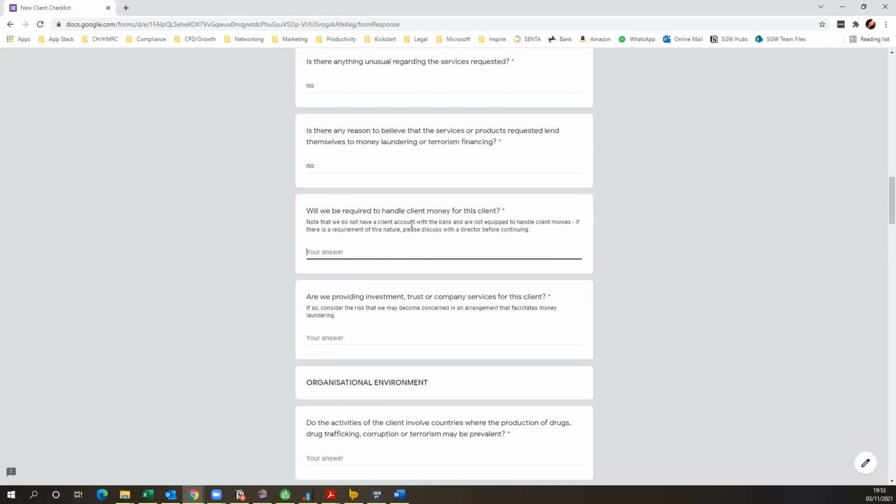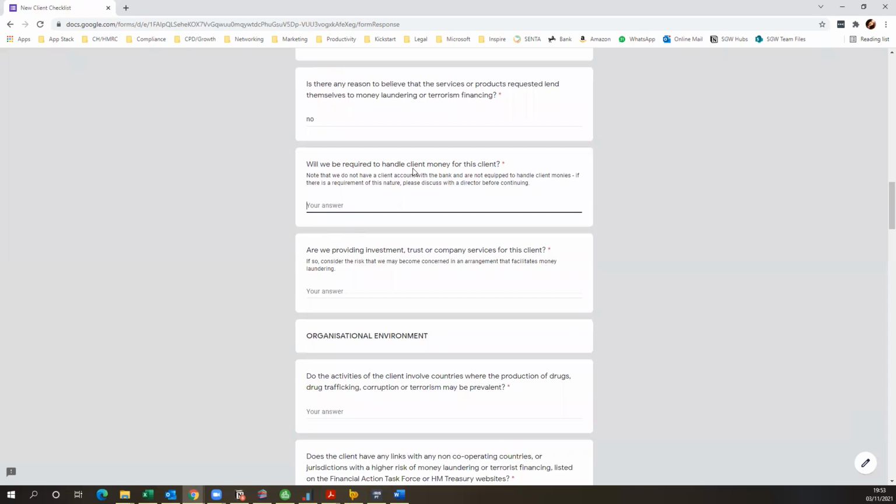We don't have a client account with the bank, and we're not equipped to handle client monies. So if they do have a requirement for us to be handling any money, you do need to come and talk with the director before continuing, because that would be a concern. We're not covered in any way, shape or form.